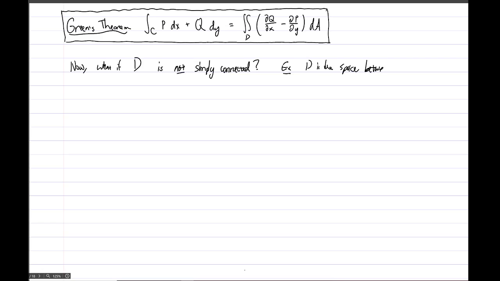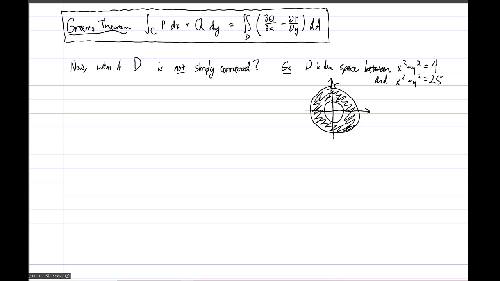between x squared plus y squared equals 4 and x squared plus y squared equals 25. So if we were to draw a picture of that region, there's a circle of radius 2, and then a circle of radius 5, and we're filling in the part in between, sort of like a flattened donut. That's the region D. Maybe we use a color so it might be more visible. That's D right there.